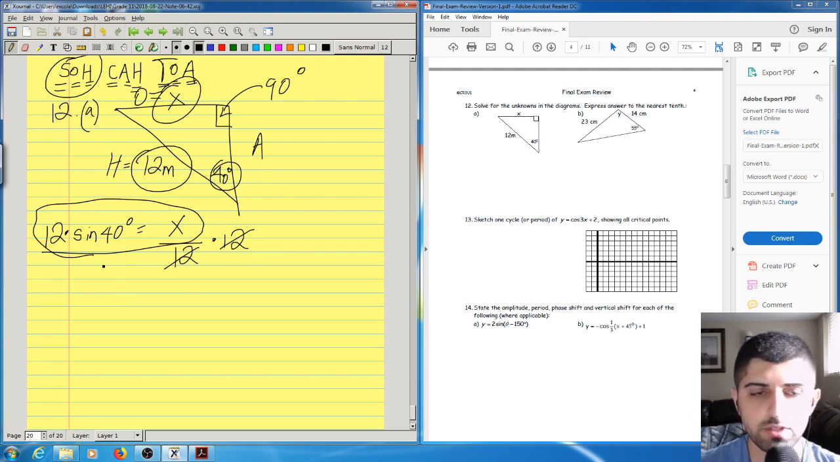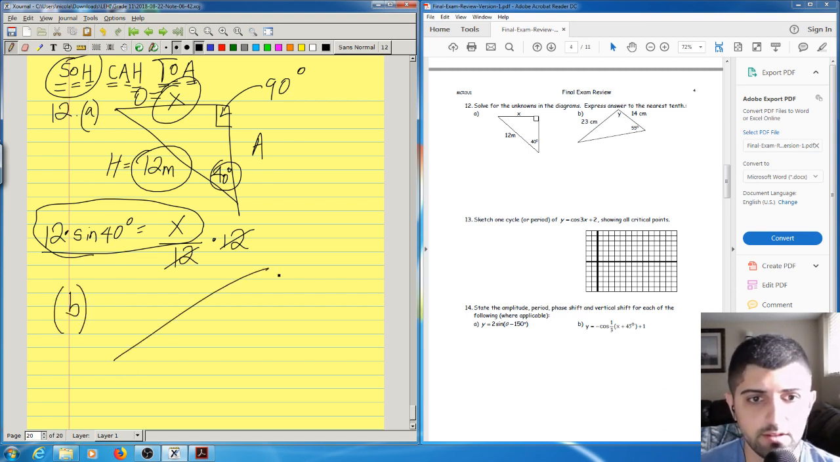Punch that into a calculator, and depending on what your calculator is, sometimes you have to do 40 first, then hit sine, then multiply by 12, or you could actually just write 12 sine 40 and it'll compute it for you. Make sure that it is in degrees though, not in radians. That's important.